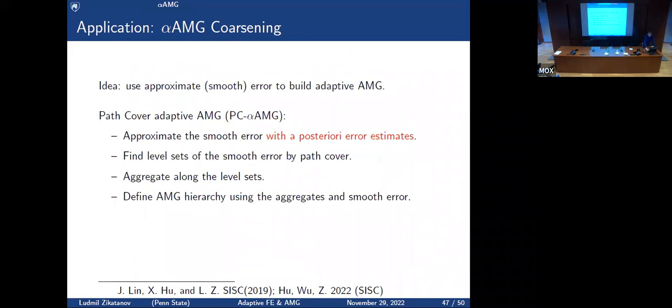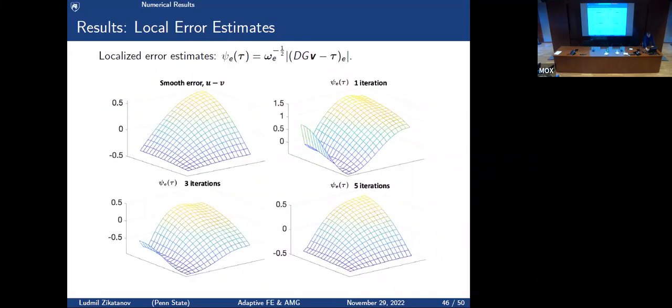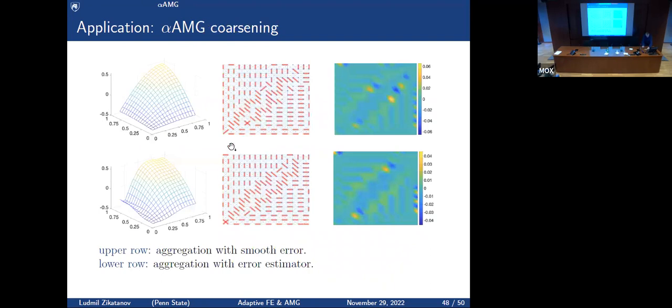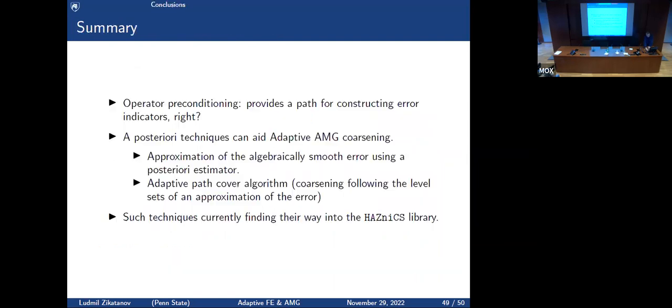Okay, so this is the error, and this is how many Schwarz iterations are done in order to say where the error is a constant. And we aggregate along the level sets. And this is just with a smooth error, and with the error estimator, you see that the aggregation is the same. I mean, okay, not the same, but very close. Okay, so let me go to the summary.